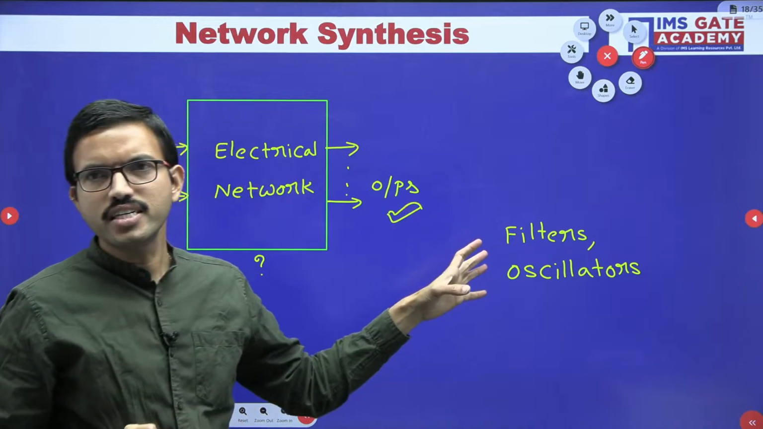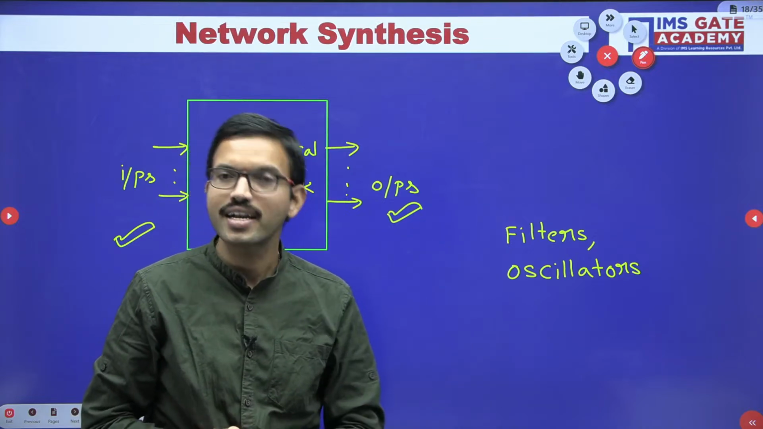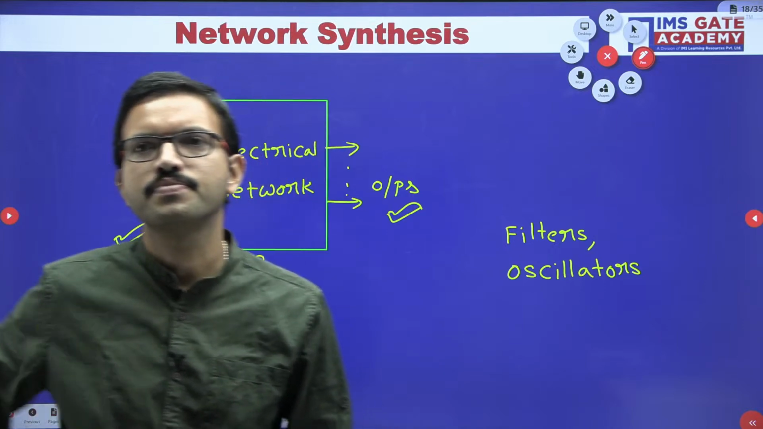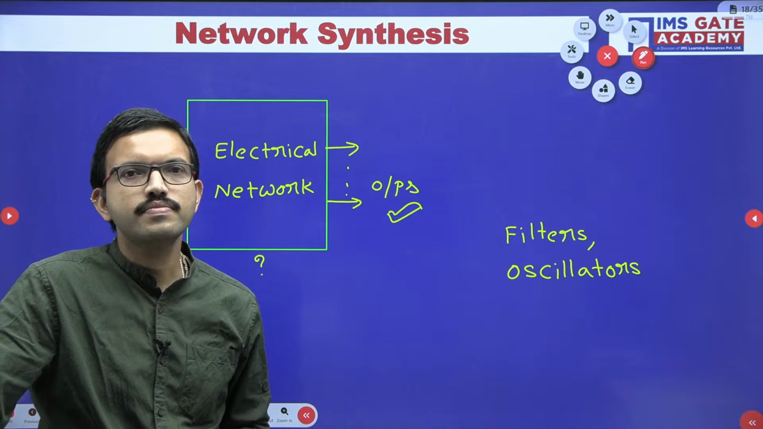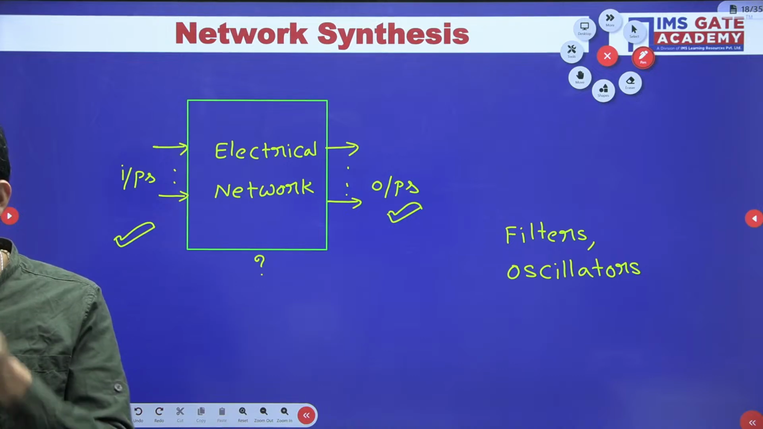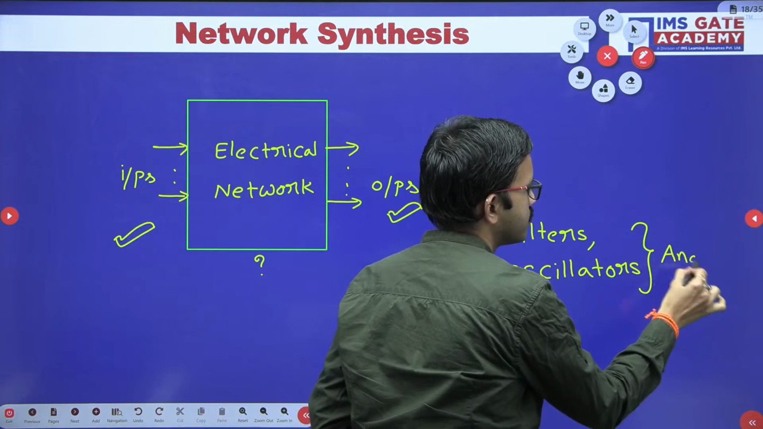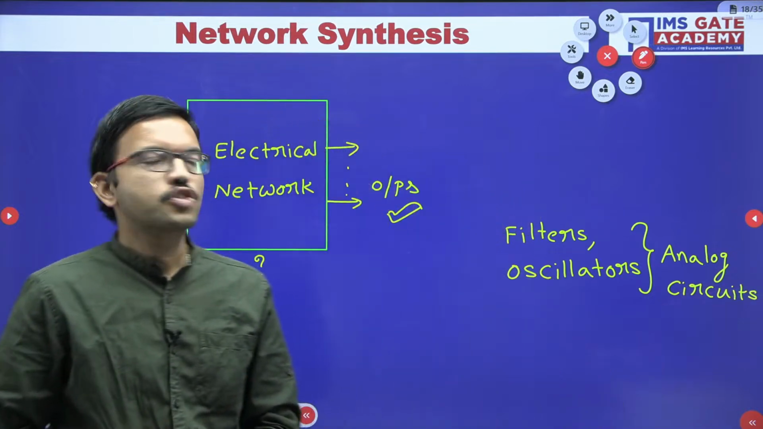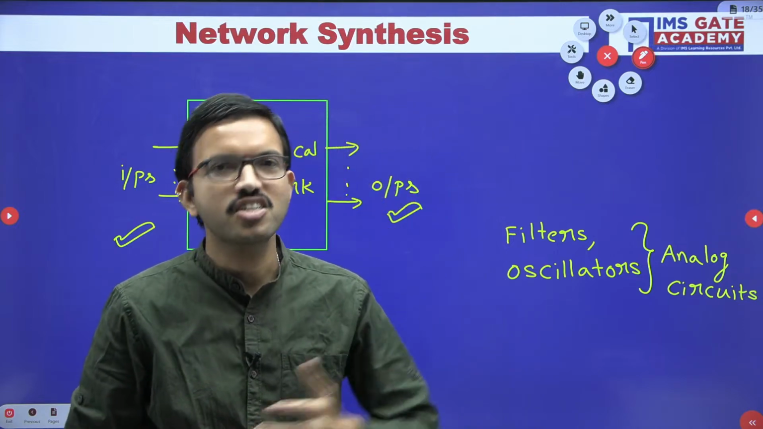Regarding filters, of course you will be learning them in this subject also, but the more application-oriented circuits you will be learning in another subject. Can you recall in which subject you are going to study filters and oscillators? All of you can mention. Yes, you will be studying in the analog circuits subject, right? So whatever concepts you are studying in network theory will help while you are studying application subjects like analog circuits.